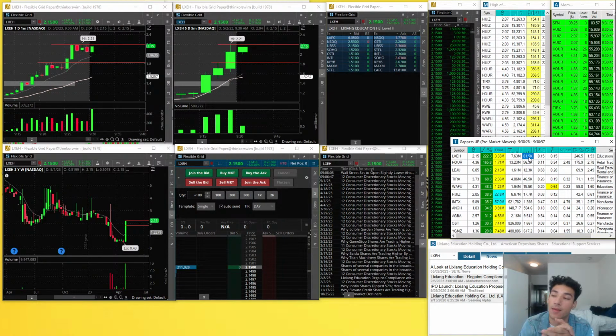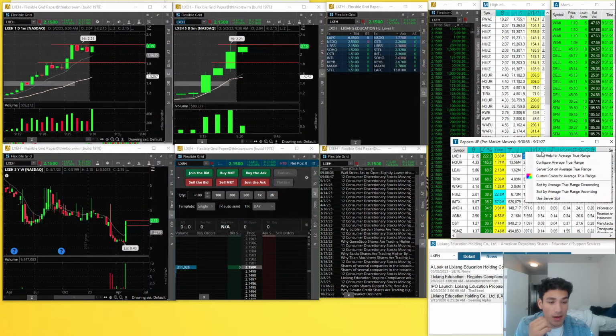That means that, how do I say it? LXEH's trading volume is 81,000 times its normal quantity, which is absolutely fucking insane. Now its average true range is 0.15. Right now it only has an interquartile range of 0.15. That is fine.